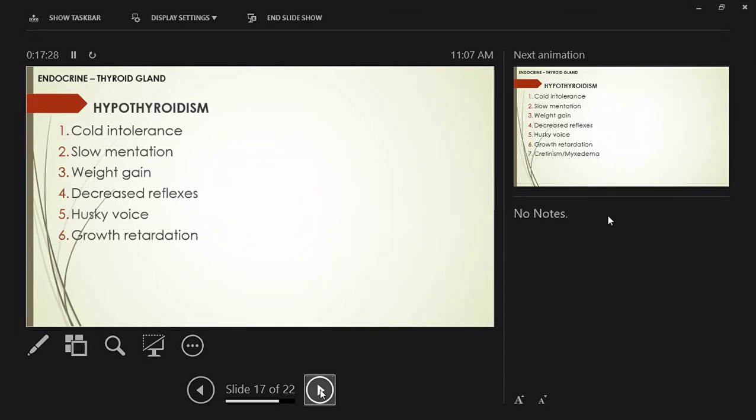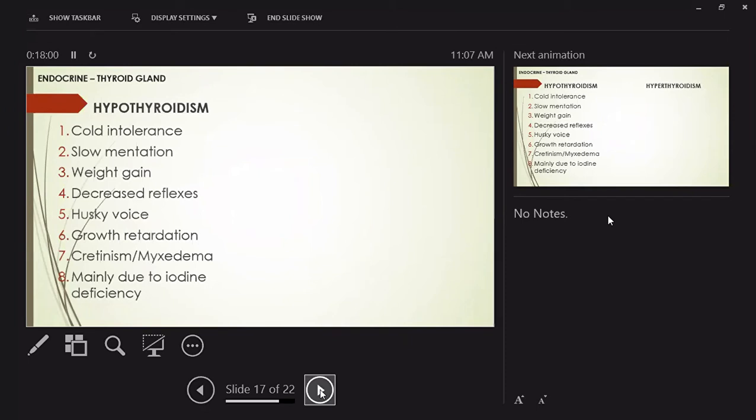So it doesn't mean that if you have a husky voice, it's always romantic. It could mean hypothyroidism. Then there is growth retardation, cretinism in children, and myxedema in the adult, mainly due to iodine deficiency.